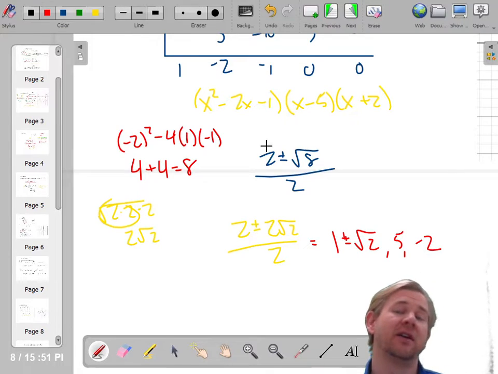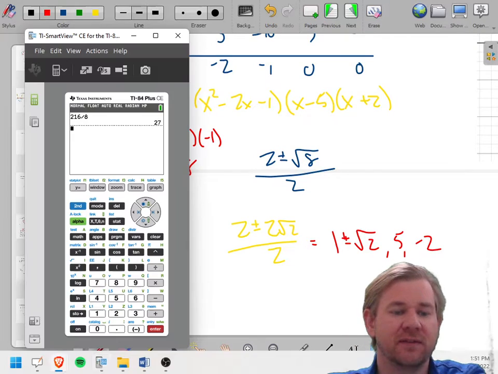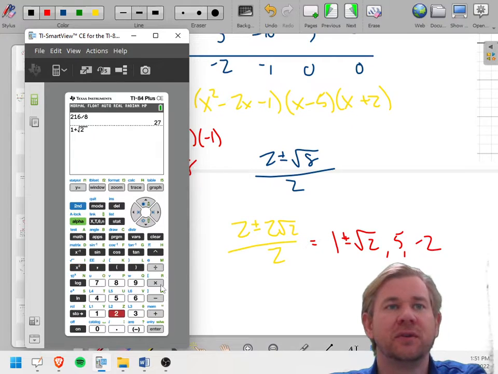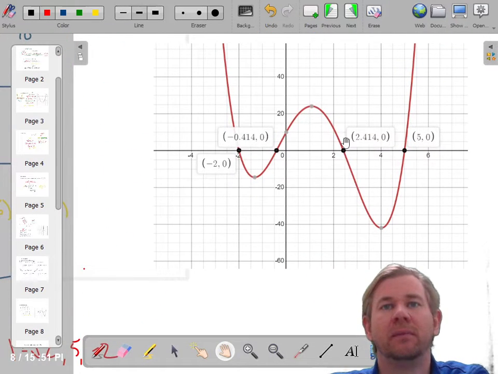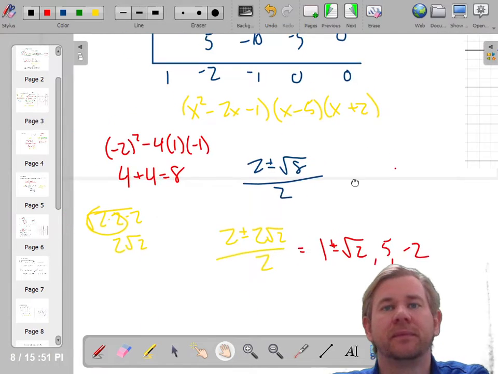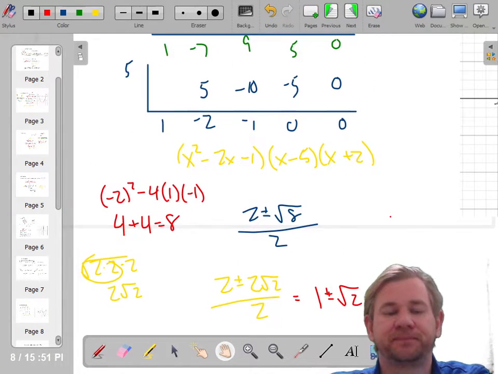And if you want to check those, it's not a bad idea to look at your Desmos or your calculator and check to see if those zeros match. 1 plus radical 2 and 1 minus radical 2. So are my other zeros at -0.4 and 2.41? Yup. Good. So that's 2 zeros, 5, and -2. That's all 4 zeros.